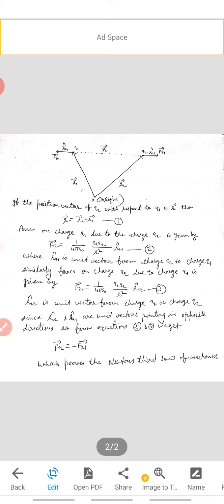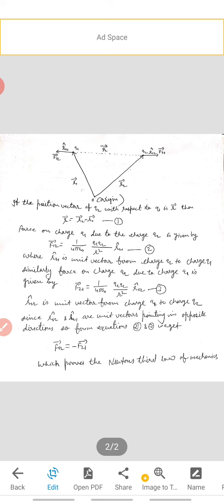Now the force on charge Q1 due to the charge Q2 is given by F12 is equal to 1 upon 4 pi epsilon naught, Q1 Q2 divided by R square, R21 cap. This is the force on charge Q1 due to charge Q2, and here R21 cap is the unit vector from charge Q2 to charge Q1.